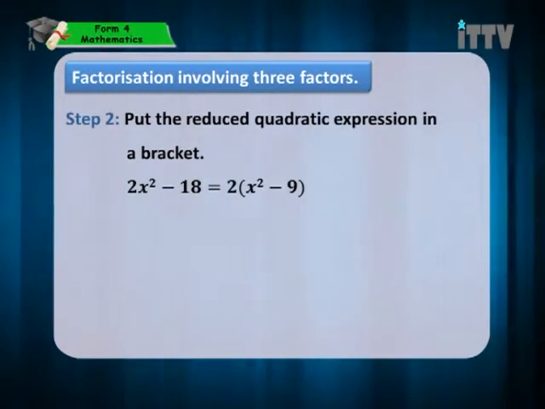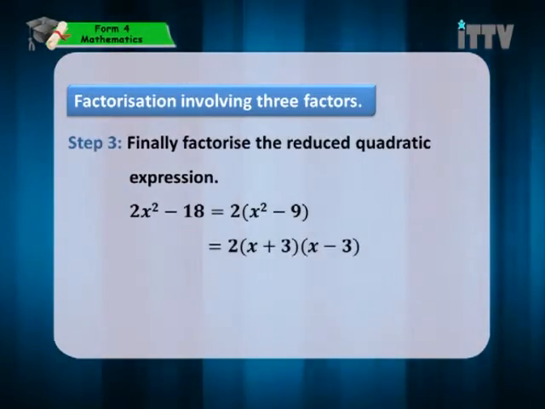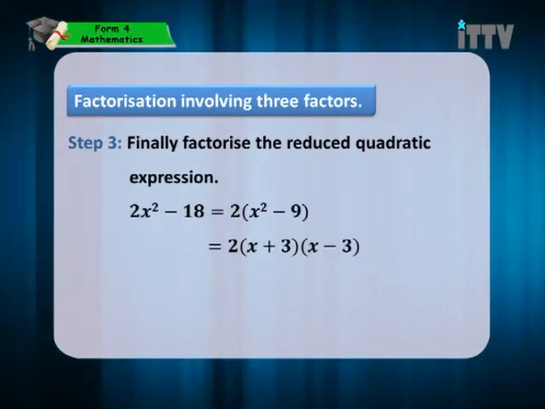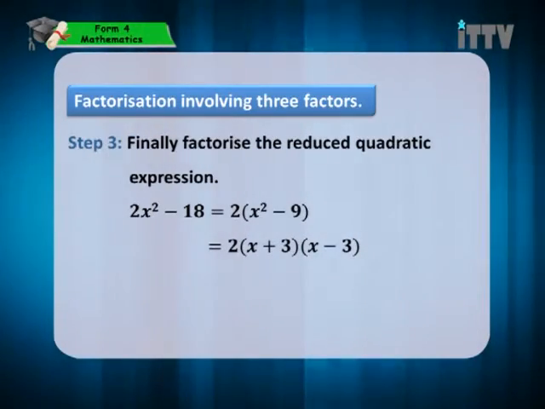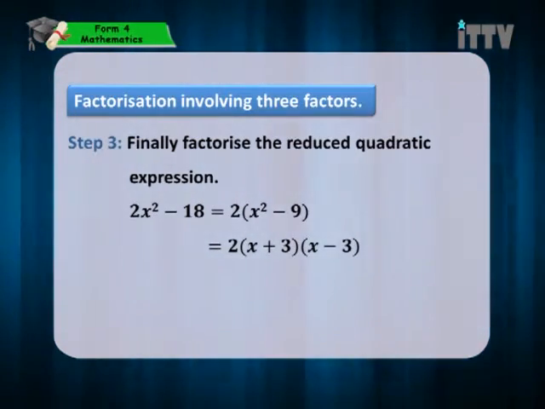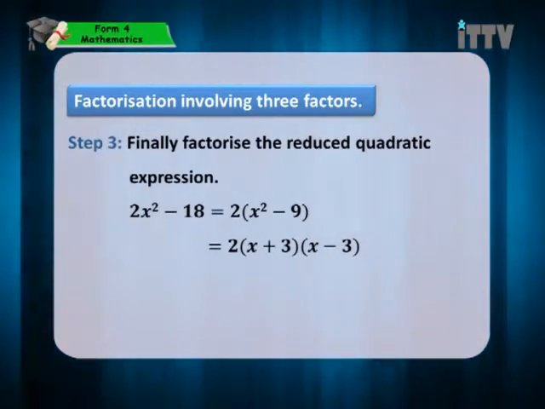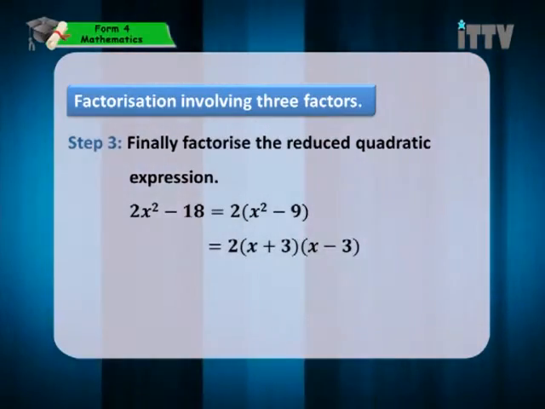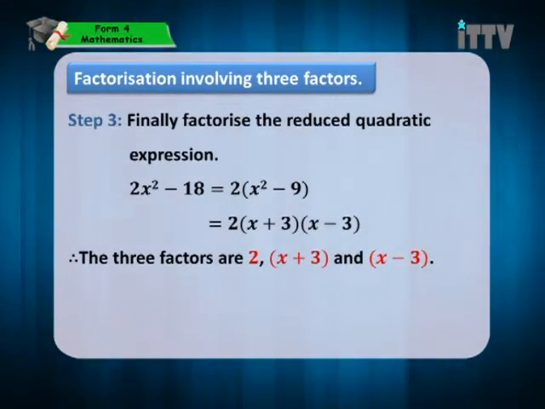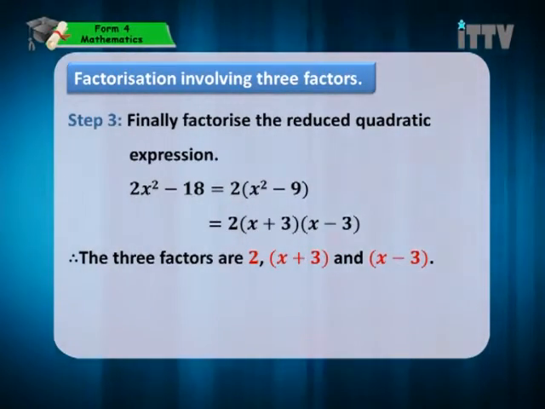And there is one final step, which is step 3. Finally, factorize the reduced quadratic expression. So, 2x squared minus 18 equals 2 bracket x squared minus 9, which equals 2 bracket x plus 3 bracket x minus 3. So, the 3 factors are 2, x plus 3 and x minus 3.